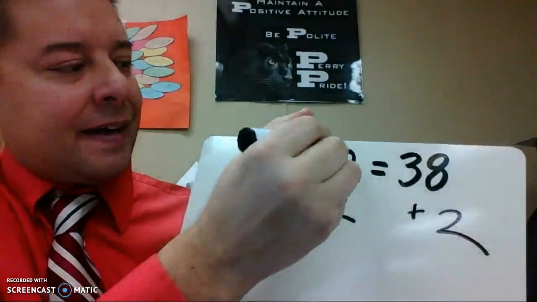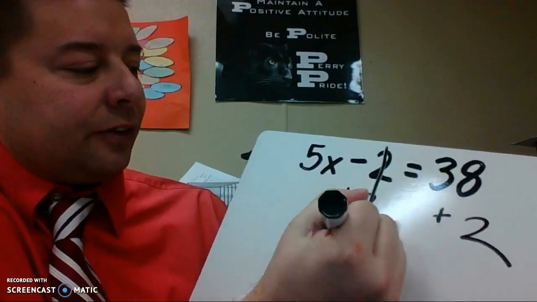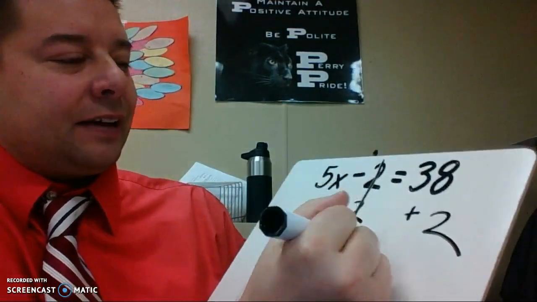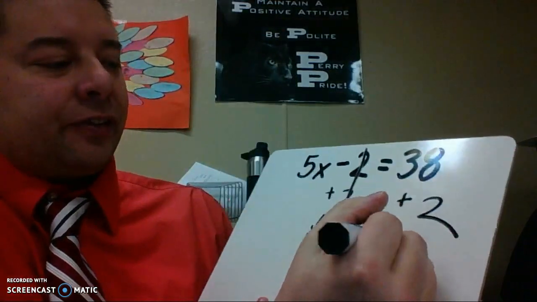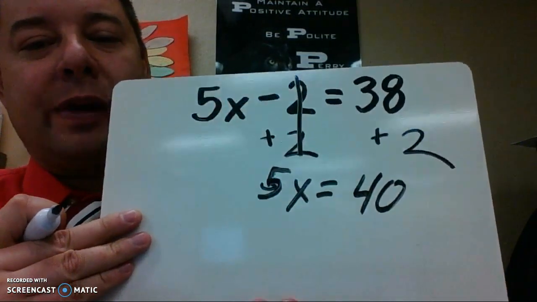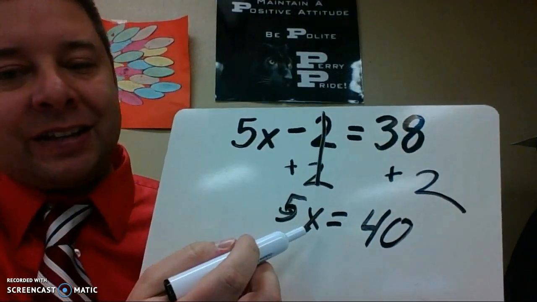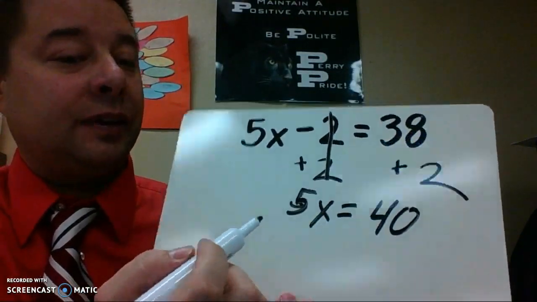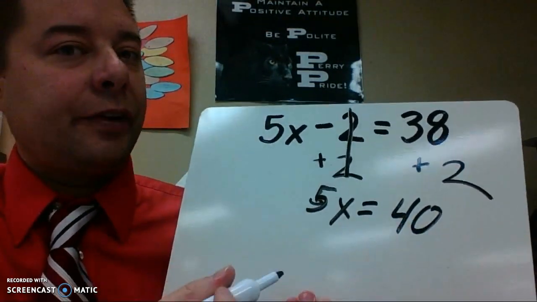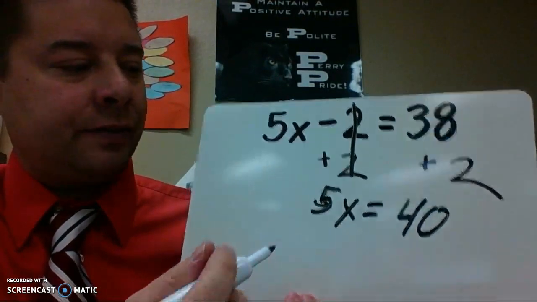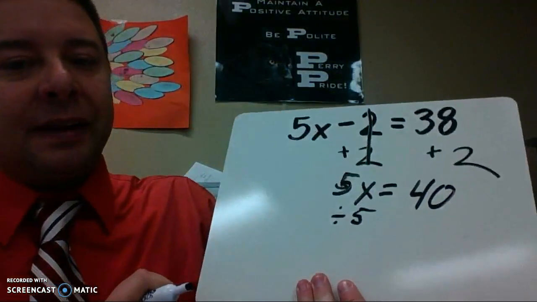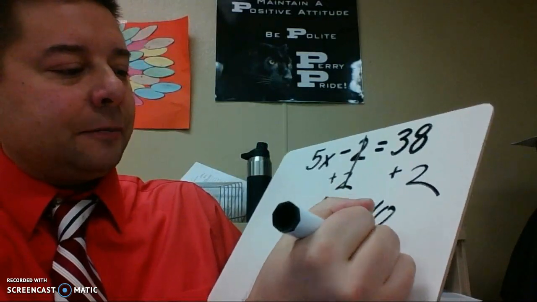When I simplify that down, my 2's cancel out. So I'm left with, this is bad handwriting for my video, 5x equals 38 plus 2, which is 40. So I have 5x equals 40. Now that 5 is attached to the x, and I want to get x alone. So if I do that, I have 5 times x. So the inverse operation of multiplication is division. So I'm going to divide by 5, and I'm going to do that on both sides.